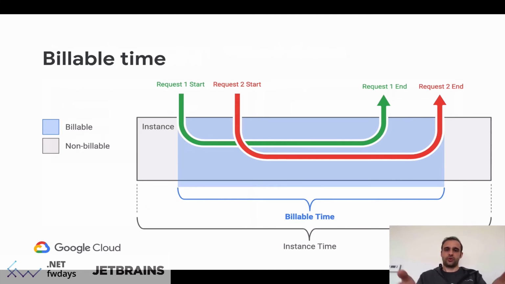But then if you have 2 requests coming in like this, request 1 and request 2, you only pay from the beginning of request 1 to the end of request 2. And then your container instance might be running longer, but you don't pay for that. You only pay for the request time in 100 millisecond increments. So this was very good for us because our application wasn't used all the time. So there was a lot of downtime as well for our application. We could see this saving us a lot of money because when the application is not used, it will scale down to 0 and we won't pay anything.